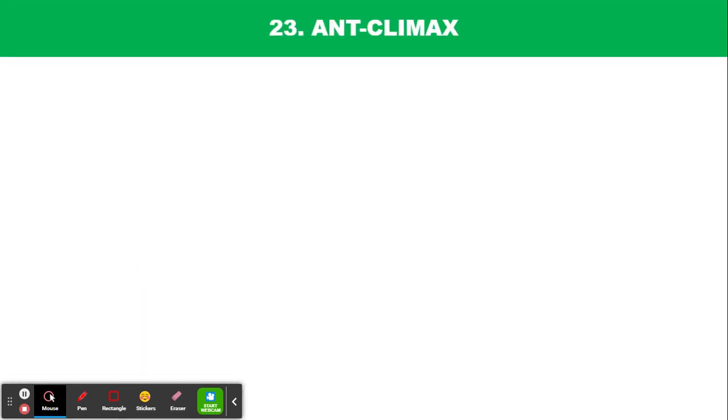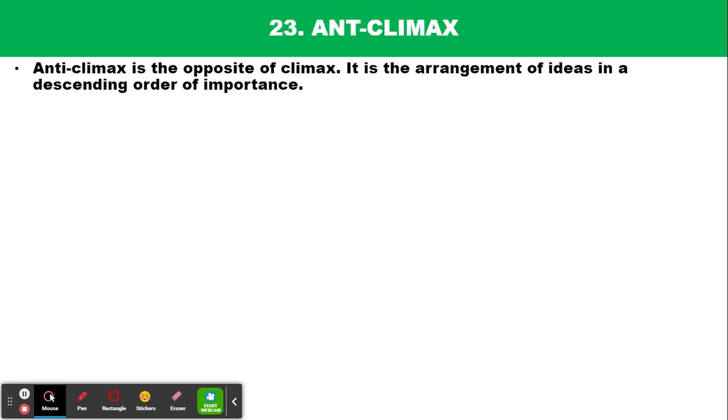Number 23, anti-climax. Anti-climax is the opposite of climax. It is the arrangement of ideas in descending order of importance. Climax arranges in an ascending order. This is a type of plot. Anti-climax, okay, so now anti-climax arranges them in a descending order.